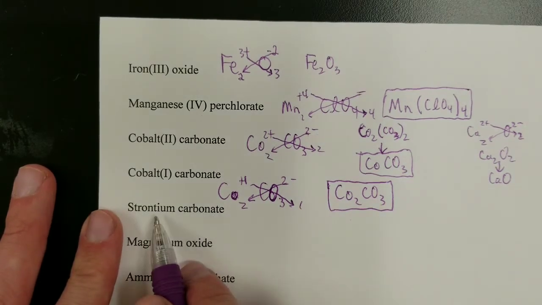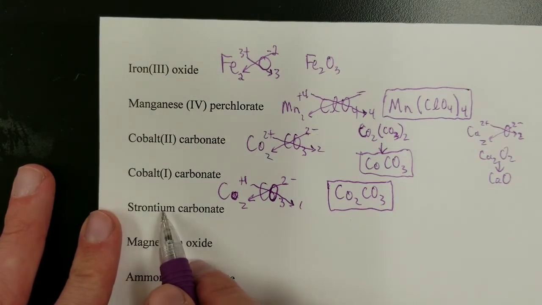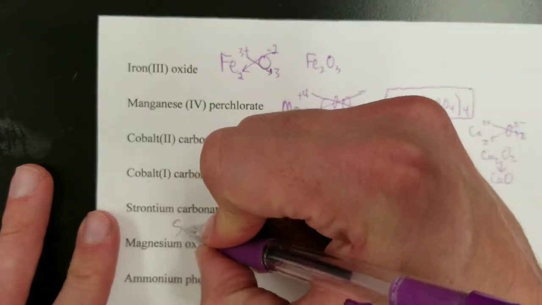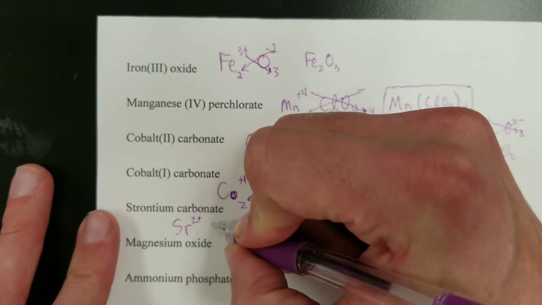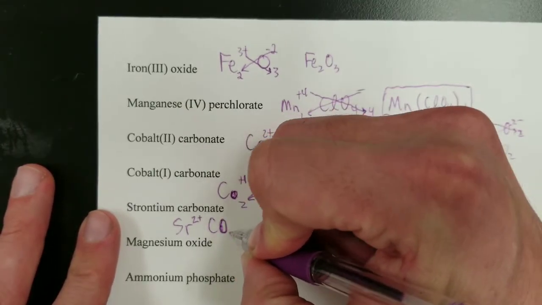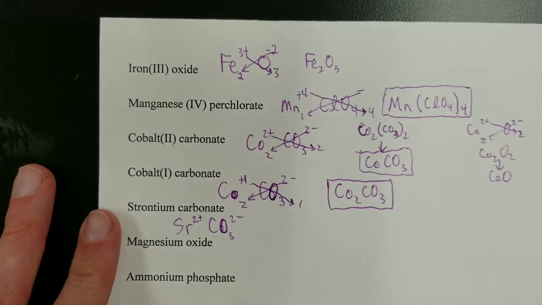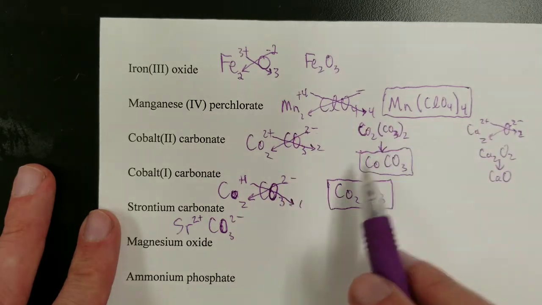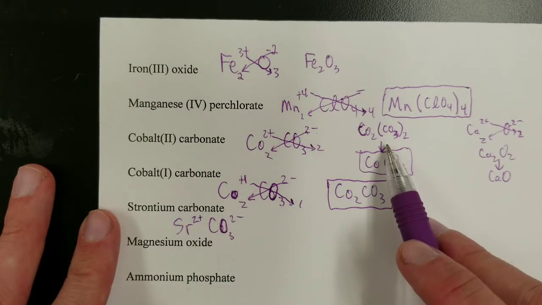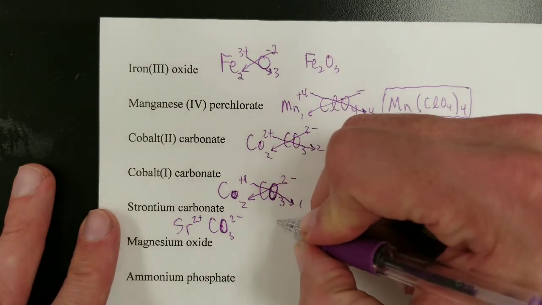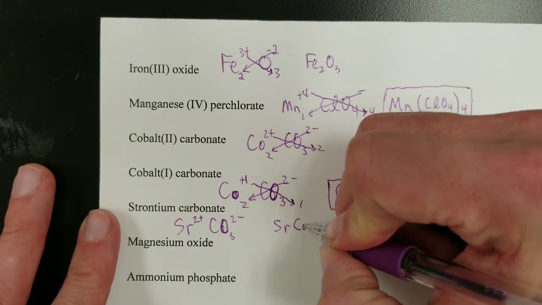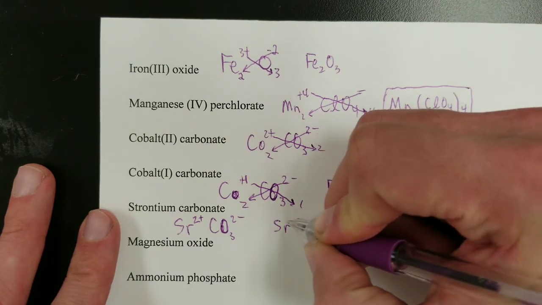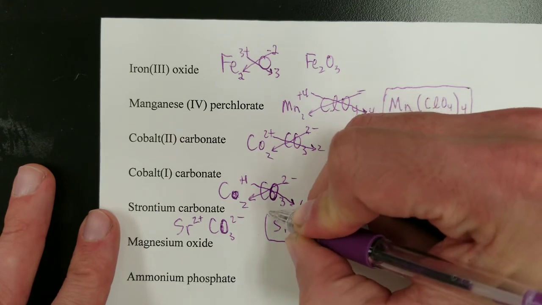Strontium carbonate. Notice, no Roman numeral because strontium's always a +2. Yes, strontium, 2+, carbonate, CO3, 2-. They're equal and opposite charge, so that means I just need 1 of each. If you were to switch the charges, you'd follow the same process as here. You'd get strontium, carbonate, looking like that.